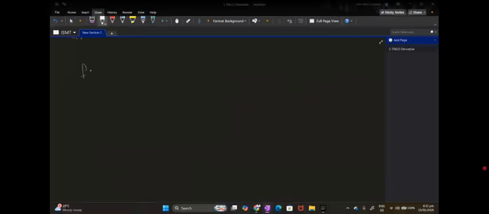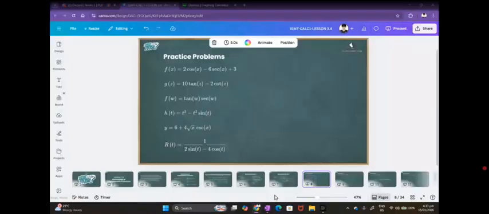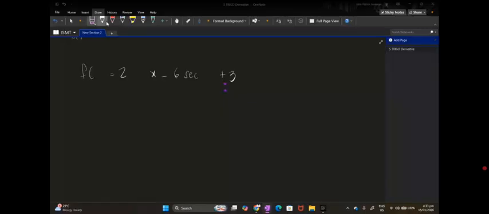Now let's answer this. So, 2 cos x minus 6 secant x plus 3. Medyo magulo. Find the derivative of this.